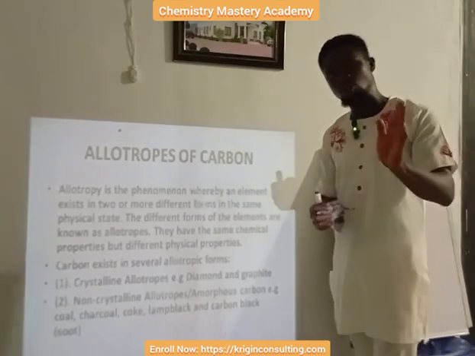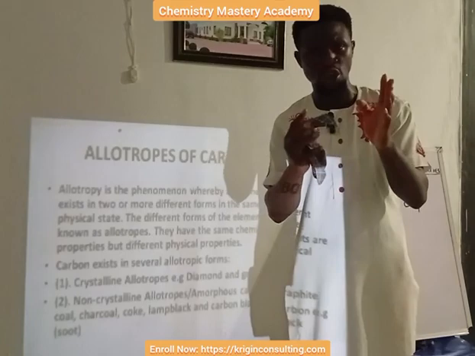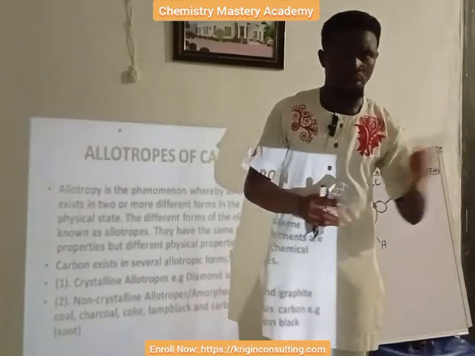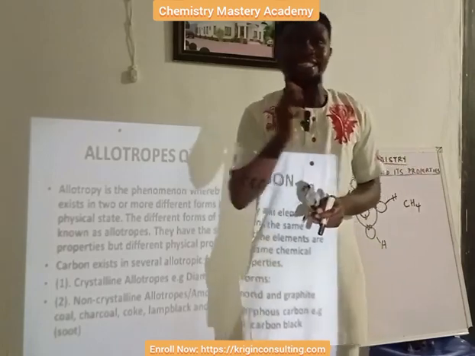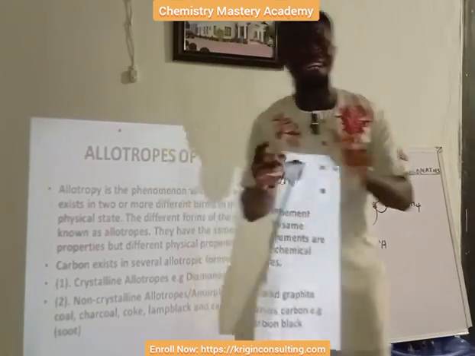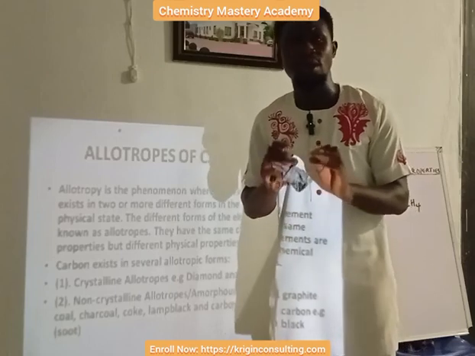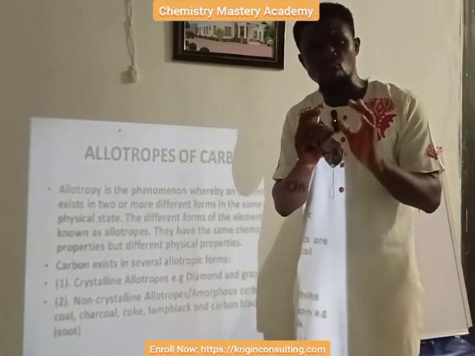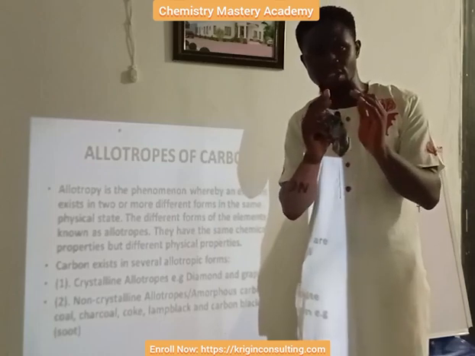Now we have here that carbon exists in several allotropic forms. These different allotropes of carbon are categorized into two groups. They are classified into what? Two categories. You have the crystalline allotropes of carbon, and you have the non-crystalline or amorphous allotropes of carbon. Why do we classify them into two groups? We classify them into two groups because the crystalline allotropes of carbon have a particular pattern in which their particles, or the carbon that makes them up, are arranged.